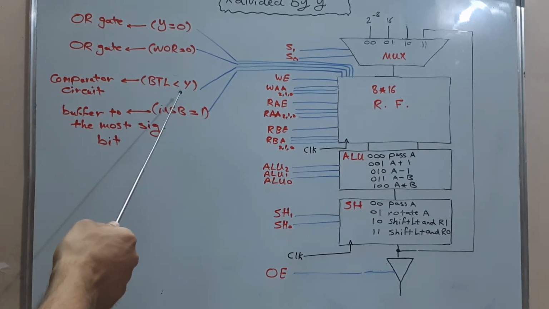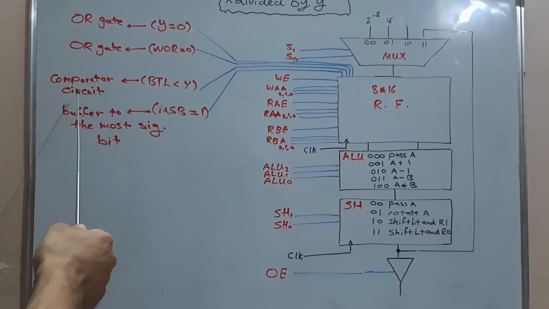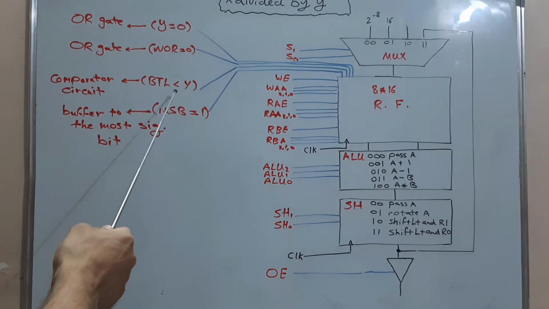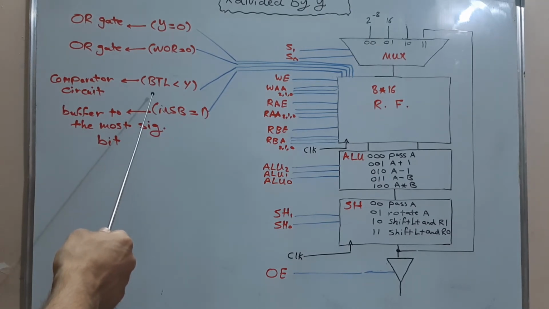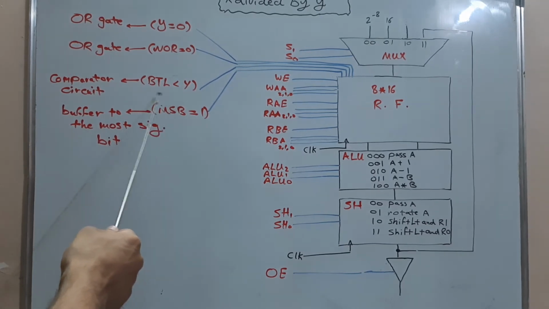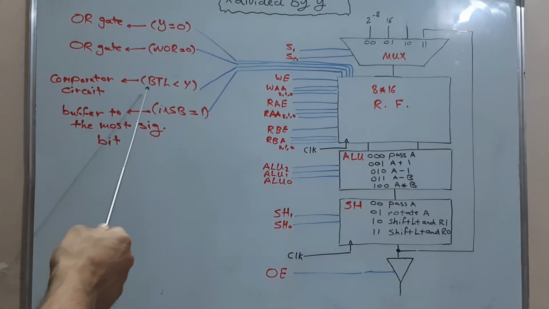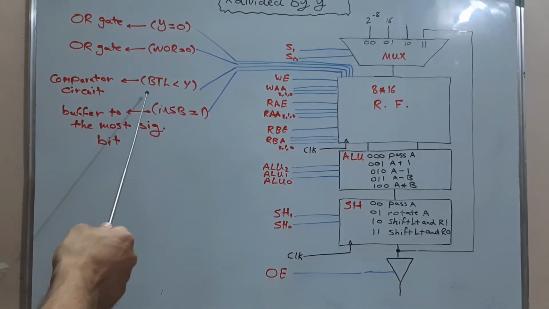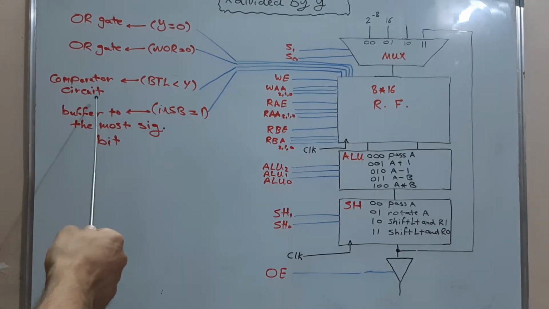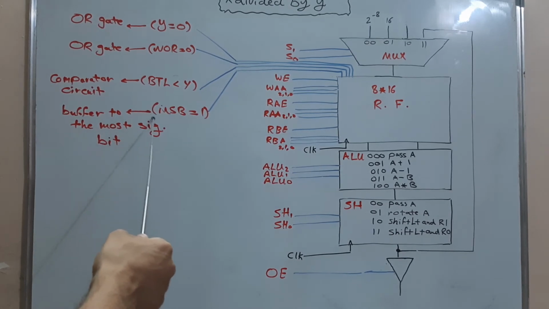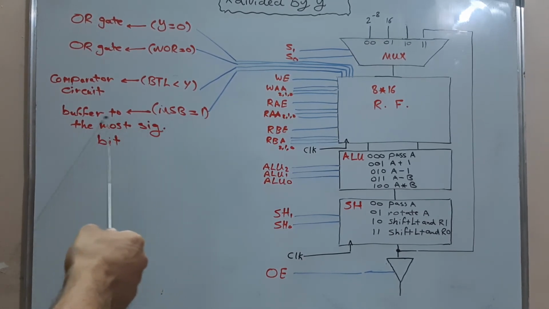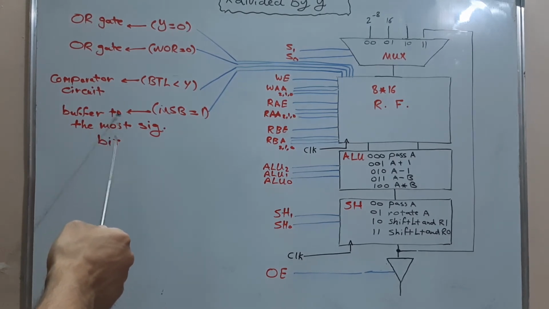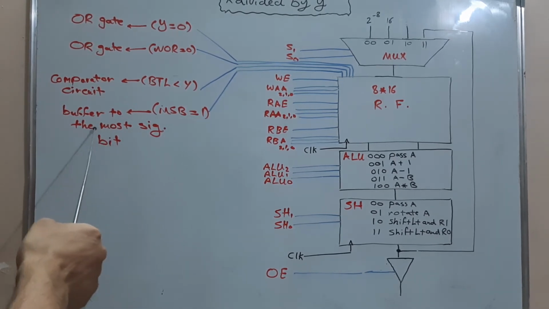BTL is smaller than Y is tested by putting a comparator circuit in the location where we will save both BTL and Y, or by taking a signal from the location of BTL and Y and entering it into the comparator circuit. Then the output is 1 if BTL is less than Y and 0 if not. MSB is equal to 1 is tested by putting a buffer gate in the site of the most significant bit of X.